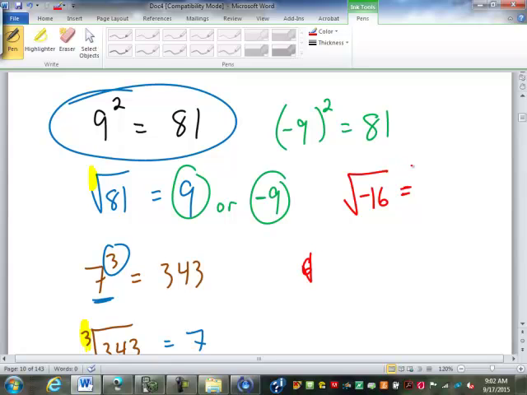Negative 4? Would that do it? Let's ask ourselves. Negative 4 squared is what? It's a positive 16. That doesn't work.